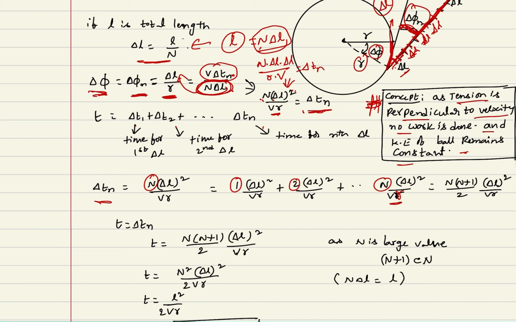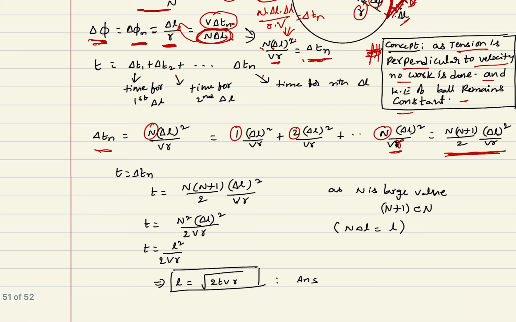Okay, if I sum all of these, you know from mathematics you will get n into n plus 1 divided by 2, times delta L square by Vr. I have written that, and t is equal to the sum of delta Tn, sorry. Why? Because they have given the t value. I substitute there, as n is very large.